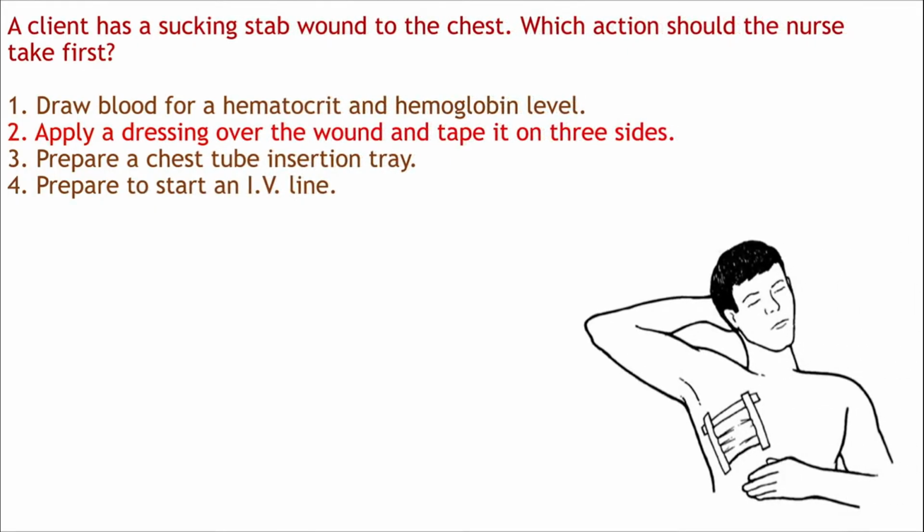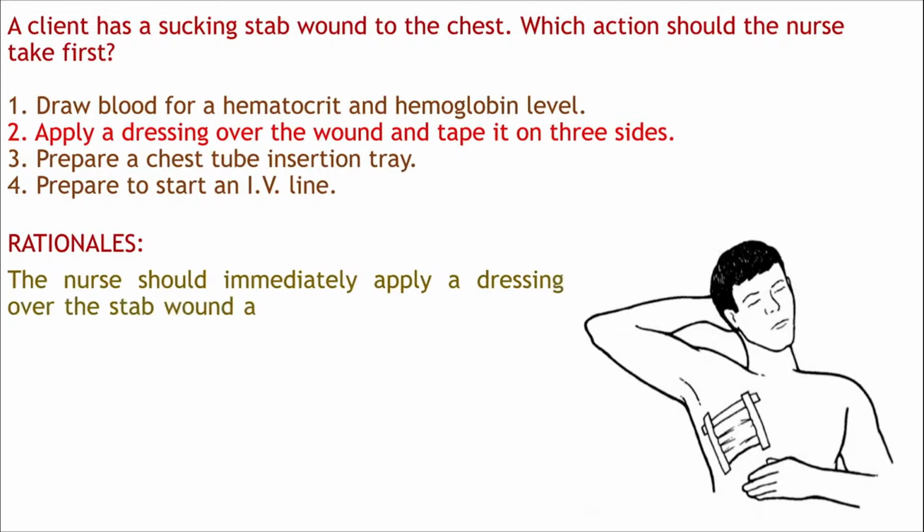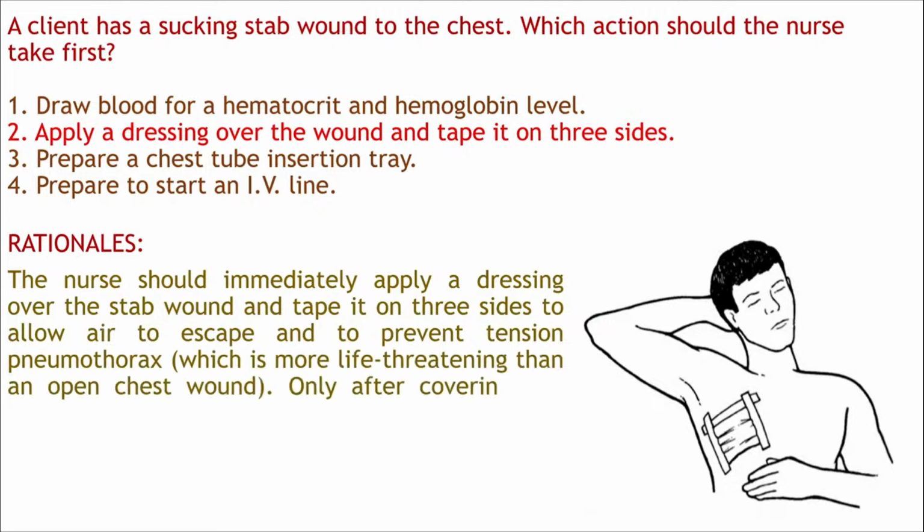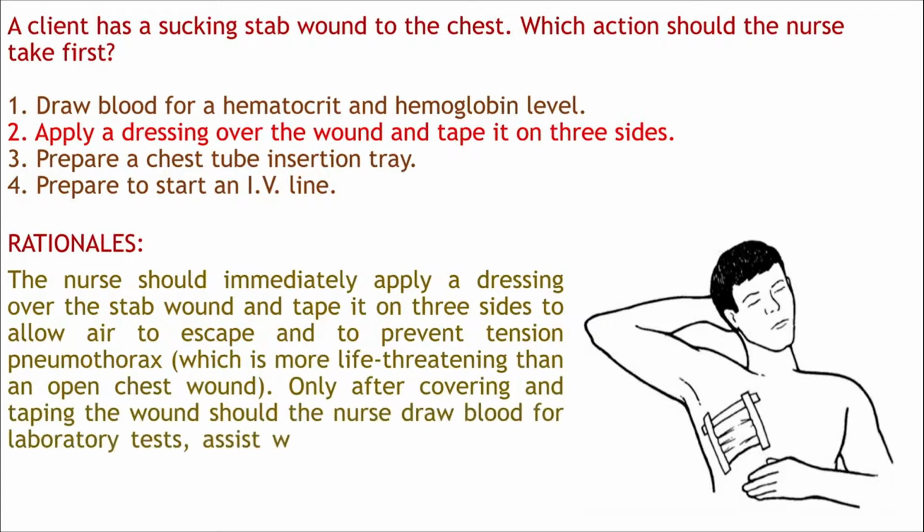Apply a dressing over the wound and tape it on 3 sides. Rationales. The nurse should immediately apply a dressing over the stab wound and tape it on 3 sides to allow air to escape and to prevent tension pneumothorax, which is more life-threatening than an open chest wound. Only after covering and taping the wound should the nurse draw blood for laboratory tests, assist with chest tube insertion, and start an IV line.